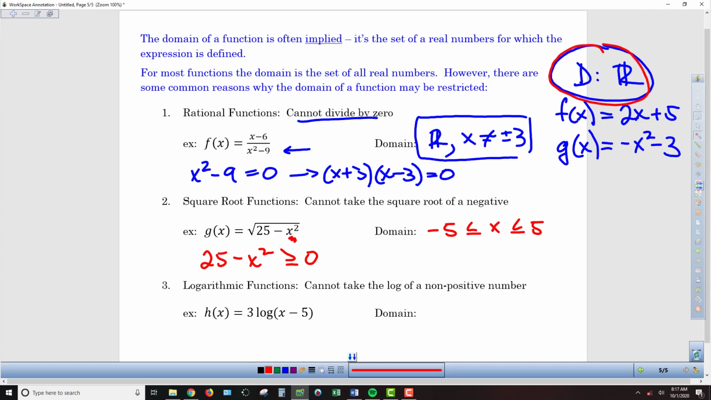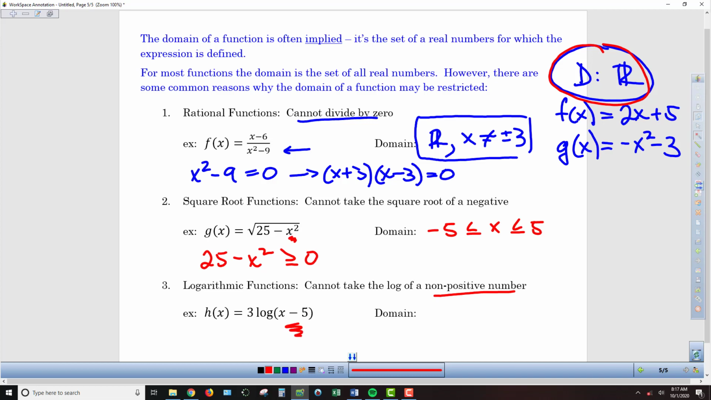And then the last category of types of functions that have domains other than our default of all real numbers are logarithmic functions. We're not going to spend a lot of time on this here because we have an entire unit devoted to logarithmic functions. But I'll point out that you cannot take the log of a non-positive number, meaning you can't take the log of a negative, and you can't take the log of 0. If you don't know what a log is, you don't need to worry about that. I just want to point this out as a little foreshadowing for the future.